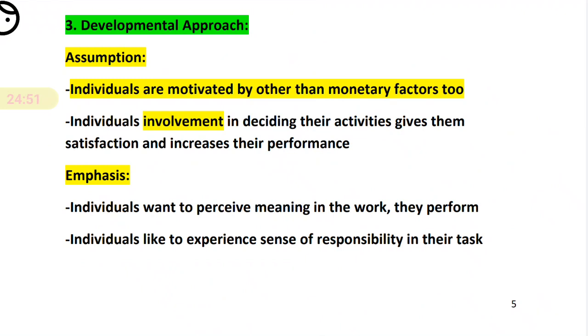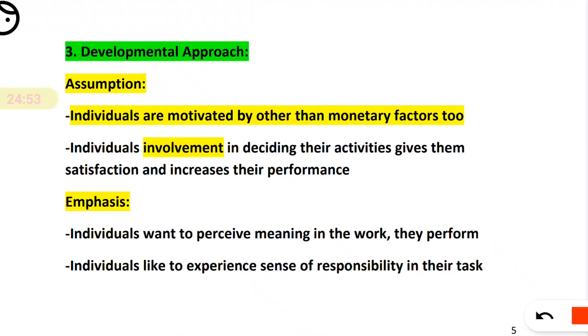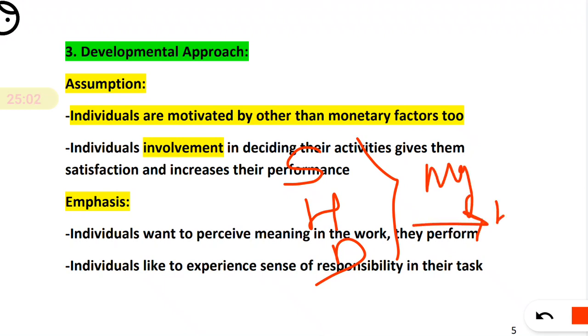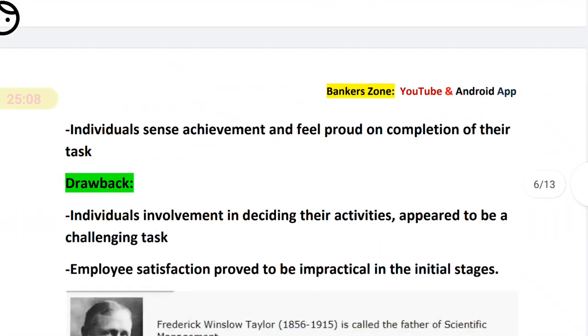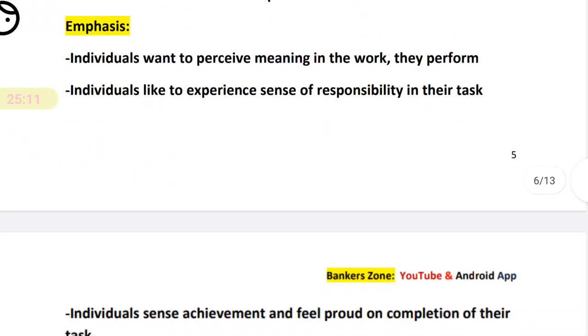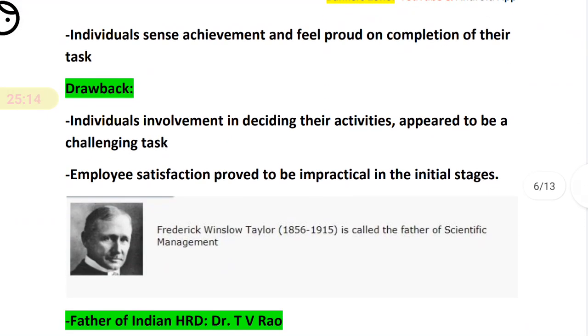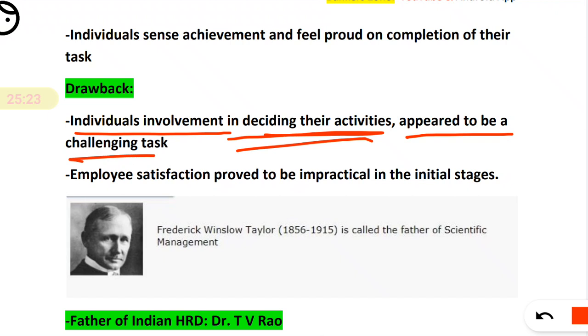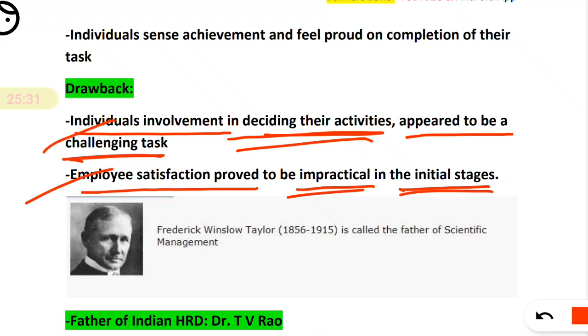Now, three approaches we have discussed. First is the scientific approach, second is the human approach, and third is the developmental approach of management, and that leads to what? HRM. Those three approaches lead to HRM. Okay, now see here, there are also some drawbacks of the developmental approach. What are they? Individual involvement in deciding their activities appears to be a challenging task, and second, employee satisfaction proved to be impractical in the initial stages. So these are the drawbacks of the developmental approach.